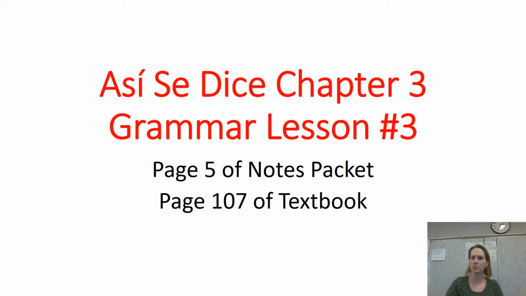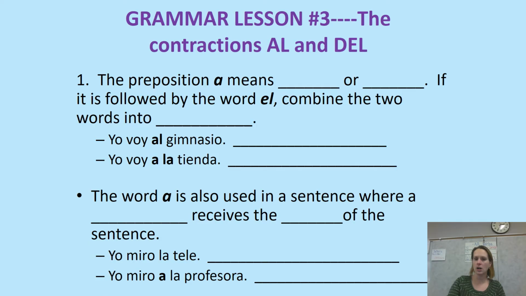This is grammar lesson number 3 for chapter 3 of Spanish 1. This corresponds with page 5 in your notes packets for chapter 3 and page 107 of your textbook. Okay, so please get out your notes, page 5. And we're going to talk today about two different kinds of little words that we use quite often in Spanish. We're going to talk about a and de and the different uses of those.